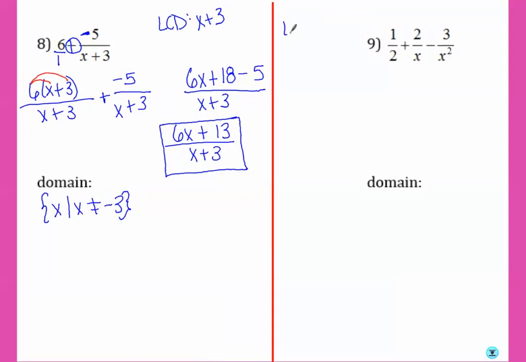And number 9, our LCD would be 2x squared. The 2 from here, the x squared from here, and technically x is part of x squared because x squared is x times x.